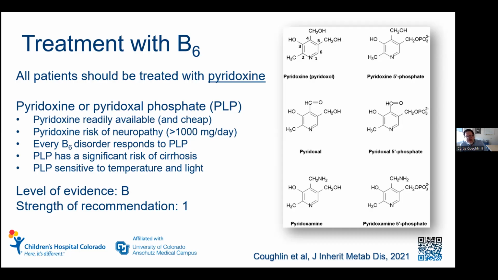Pyridoxal phosphate, certainly these kids would respond to it, and there are a lot of other disorders where you require pyridoxal phosphate and pyridoxine is not helpful, so you could argue, let's just treat everyone with pyridoxal phosphate. But even small doses of pyridoxal phosphate have an apparent risk of cirrhosis, some pretty significant cirrhosis in some patients. It's also hard to get, more expensive for patients, and very sensitive to temperature and light, making it more difficult for families. So in general, pyridoxine is a lot easier and works really well in this disease.